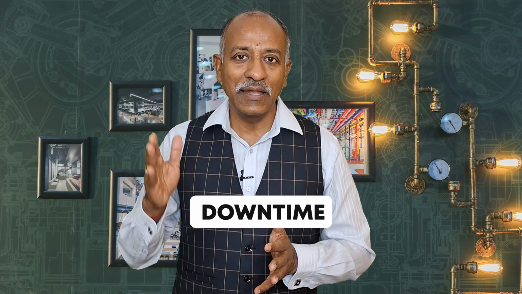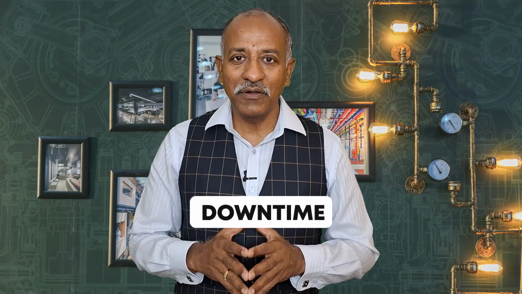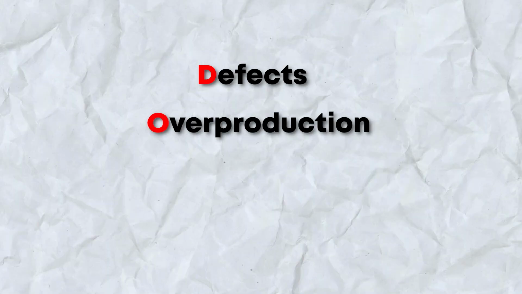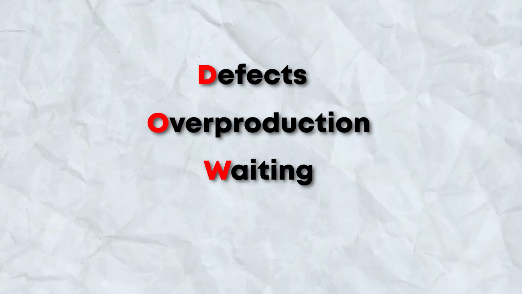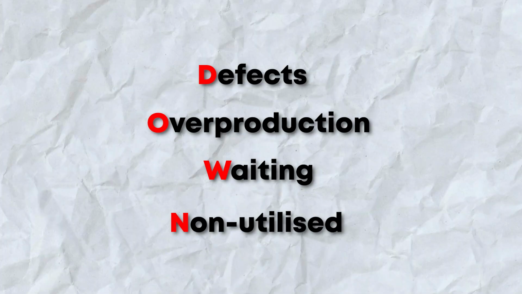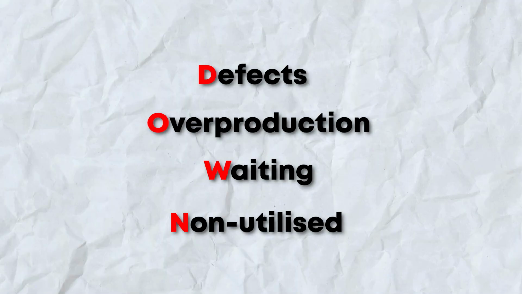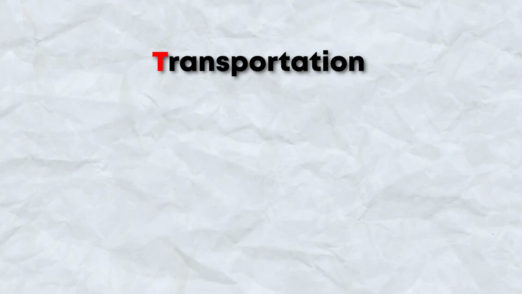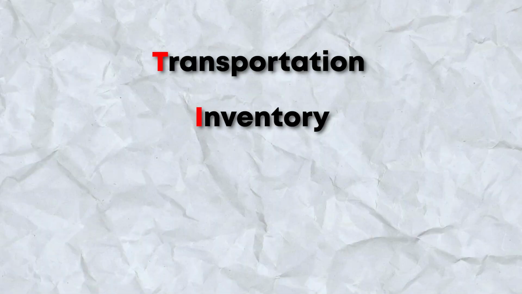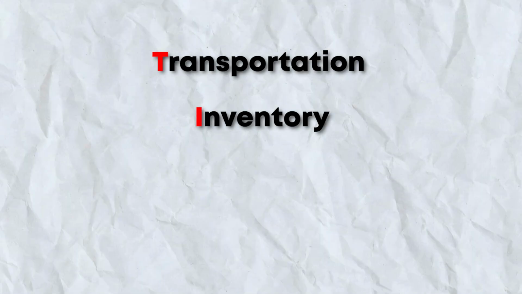Now there's an acronym called DOWNTIME. Through that I will try to explain what all these 8 wastages are. D stands for defects, the errors which are coming. O stands for overproduction, we are making more than what is required. W stands for waiting, the idle time between the different steps. N stands for non-utilized talent, that we are not using people's skills completely. T stands for transportation, unnecessary movement of material from here and there. I stands for inventory, excess inventory which is not needed.